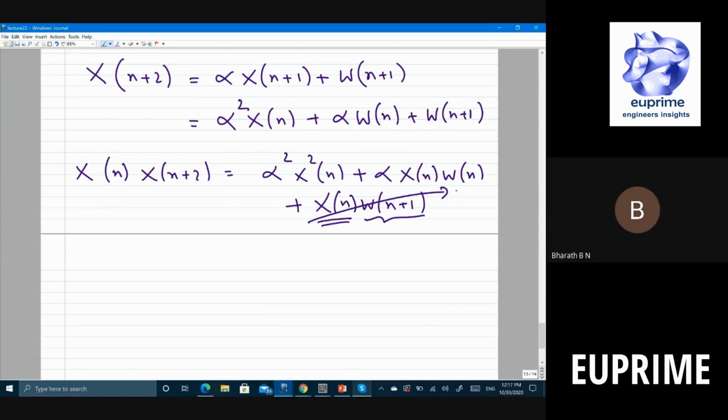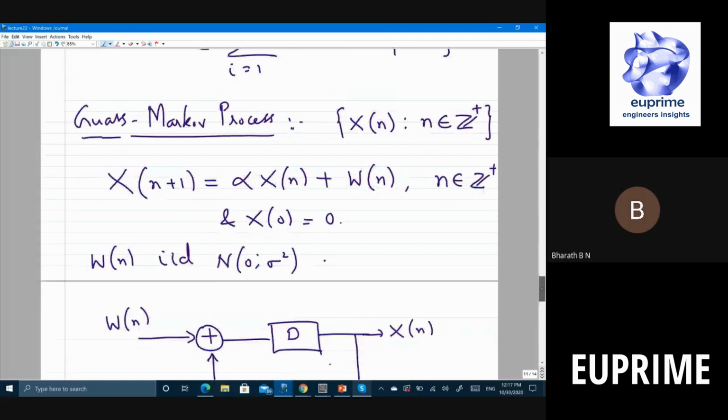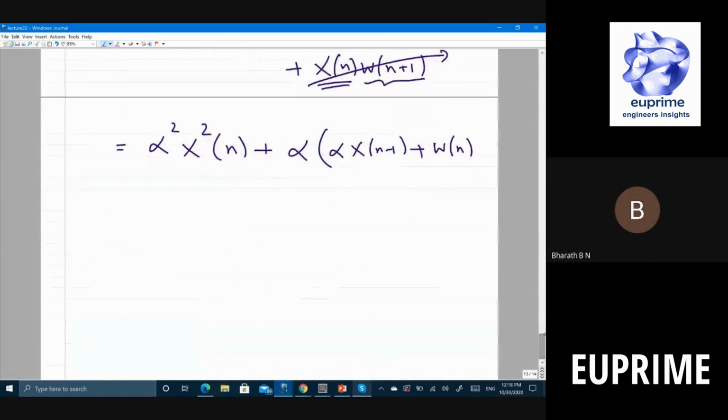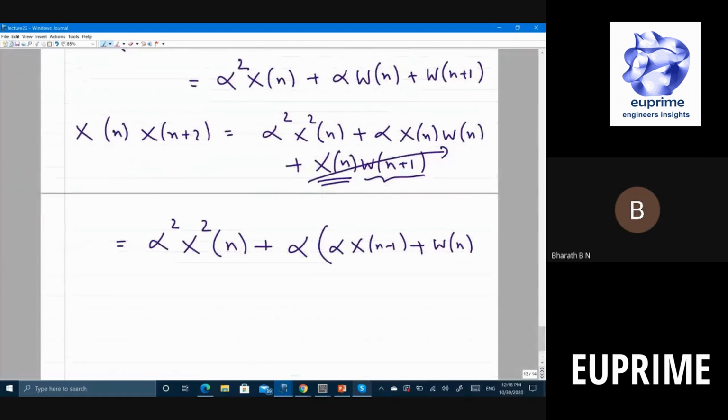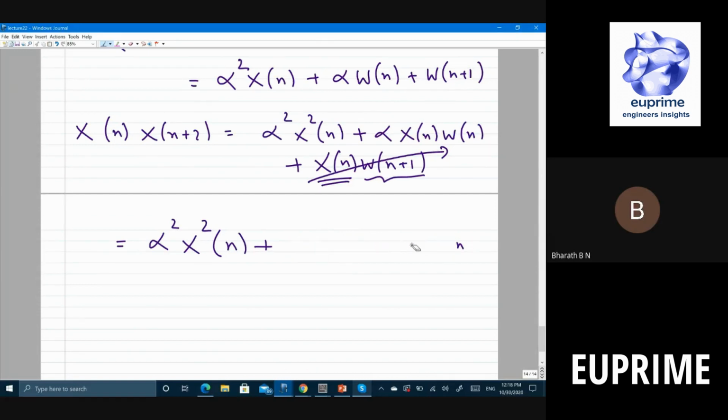So what is x of n? I can write this as alpha squared x squared of n. This is an example, so how you can generalize this. Alpha times x of n is what? Alpha times x of n minus 1 plus w of n. Is that correct? So n plus 1 is the previous. x of n is alpha x of n minus 1 plus w of n. So x of n also, it doesn't matter. This is what you get, because x of n and w of n are independent. So when you take expected value, this is what you get.